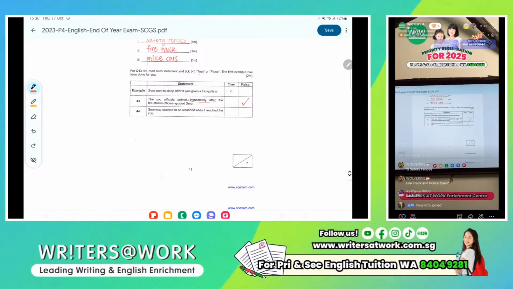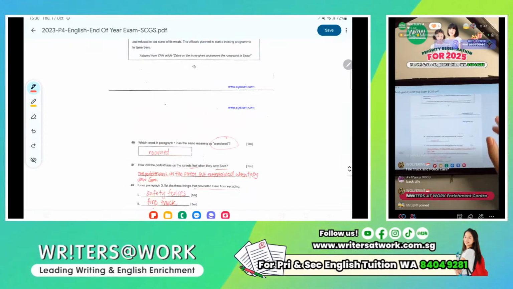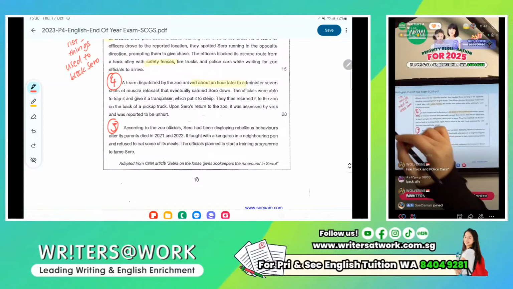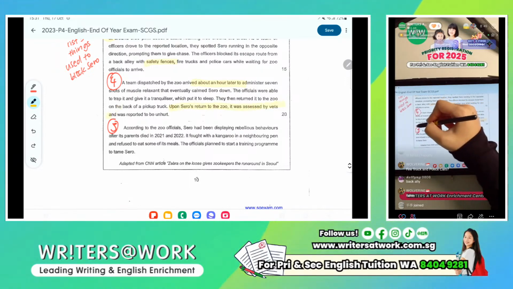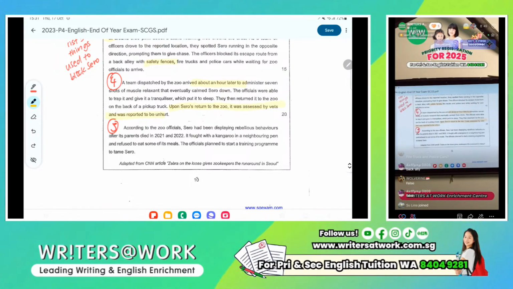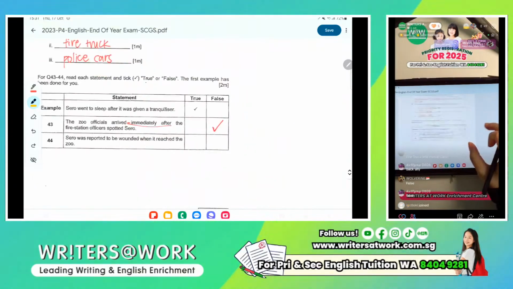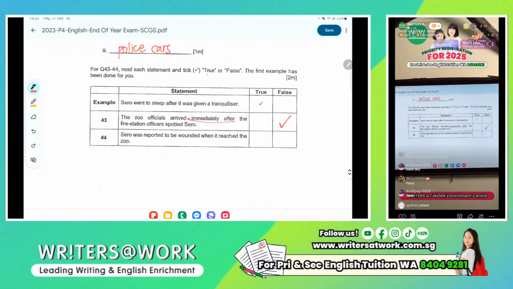Okay, we need to tick the box. Sarah was reported to be wounded when it reached the zoo. Was Sarah wounded? According to the zoo officials. They returned to the zoo upon Sarah. It was assessed and it was reported to be unhurt. So was Sarah injured? No, Sarah was not injured. So this will be false as well.